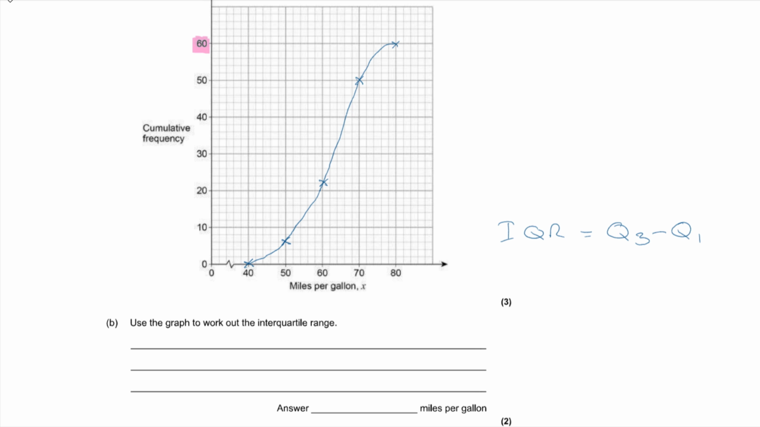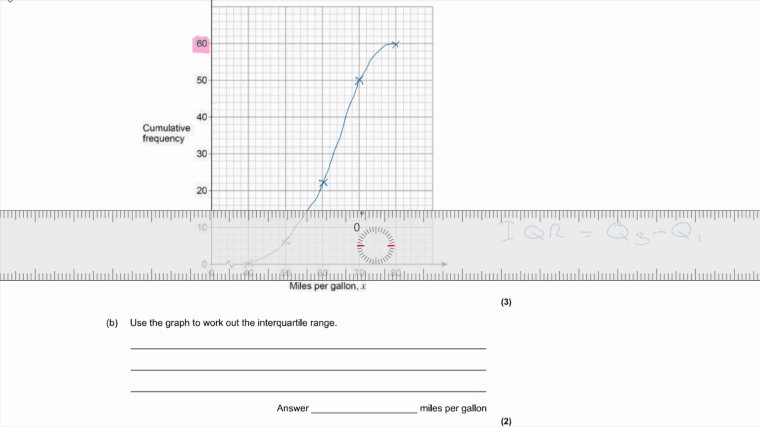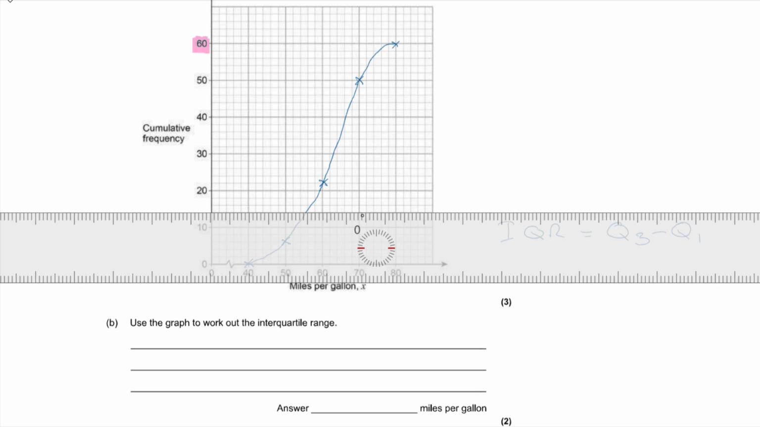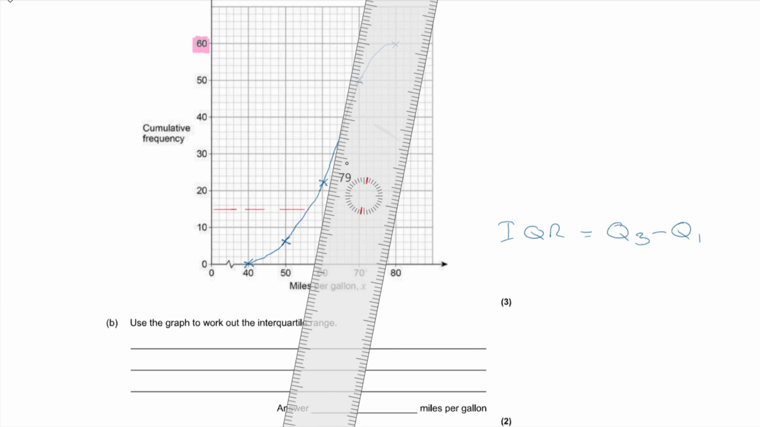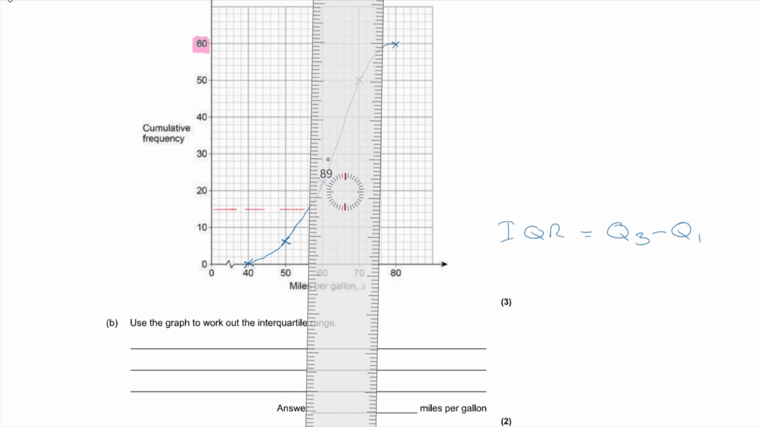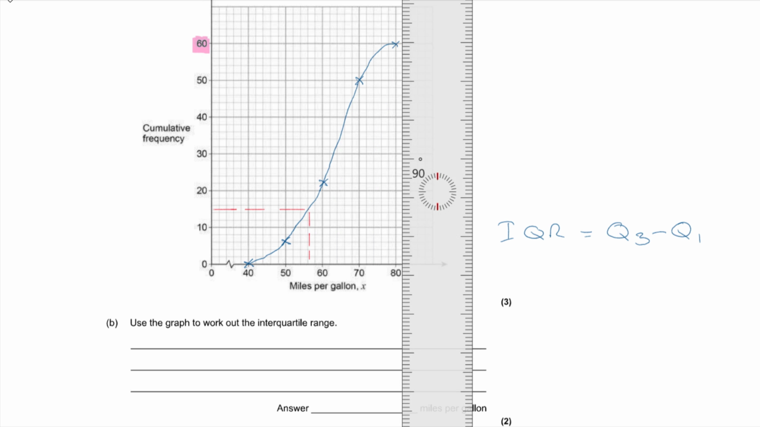So my lower quartile I'm going to find by reading across from 15 and down. So 15 is going to be halfway along that square, isn't it? Going through the middle of that square. So reading across at 15 to my graph, and then changing directions and reading down, it's going to give me Q1. Okay, so that's Q1 there.